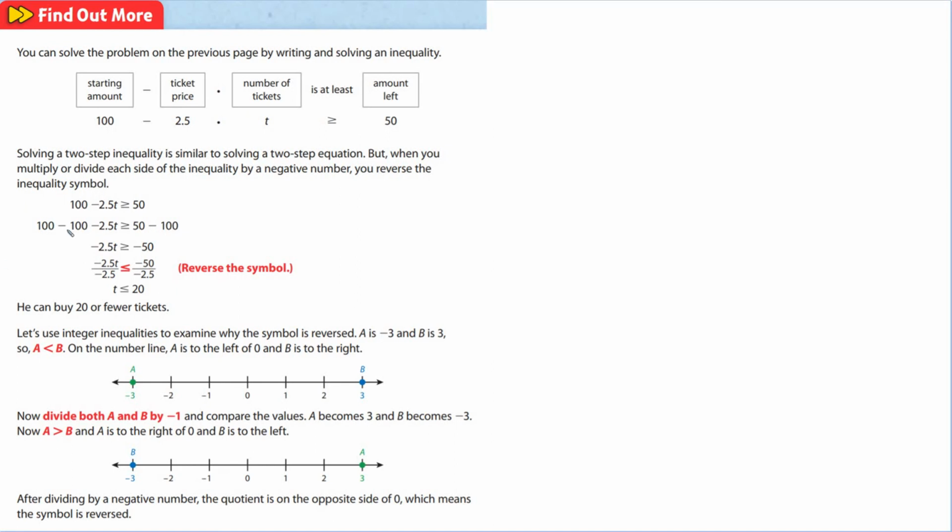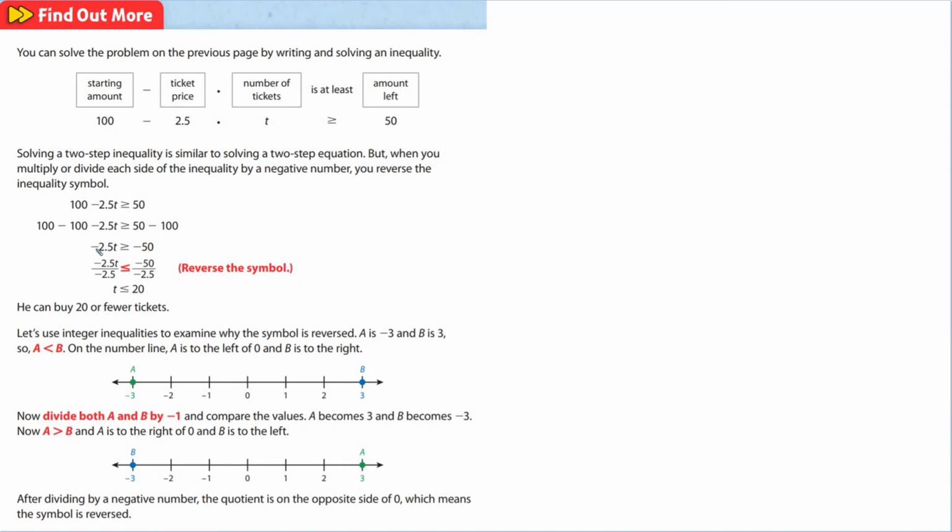100 minus 100. The reason they subtracted 100 first is because you want to get rid of the constant. You want to get the variable by itself. The inverse of order of operations. We talked about that with equations. If you don't remember, go back to lesson 16 or previous lessons and you can see that. So anyways, 100 minus 100 is 0.